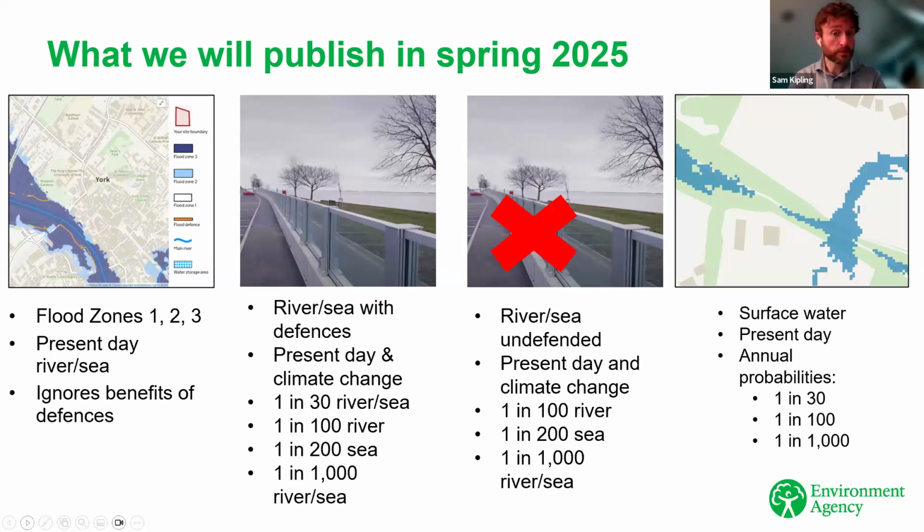And finally, we'll be displaying surface water flood risk extents on the flood map for planning for the first time, further raising the visibility of this important source of flooding to planners and developers. This will just be a present day scenario to start with, but we do expect to add a climate change scenario and depth information for surface water flood risk in due course.